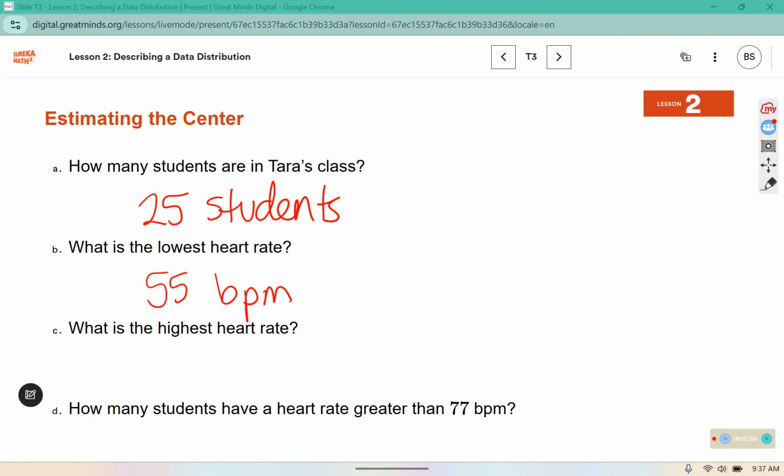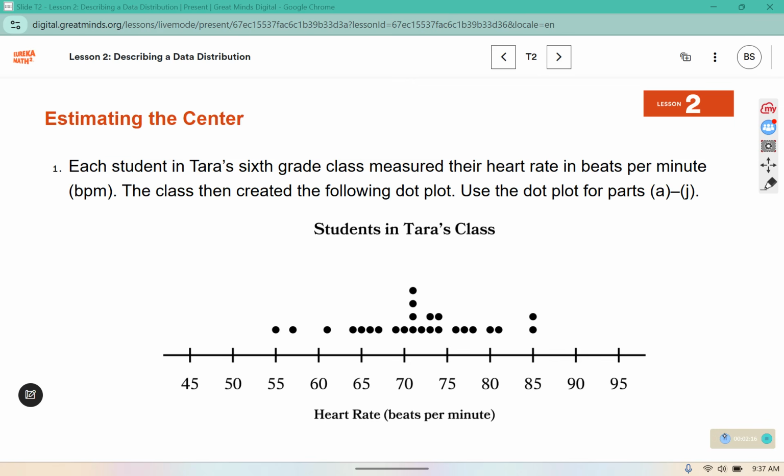Part C asks for the highest heart rate. So we're going to look at the one that falls the highest on our number line. The dot that is the highest on the number line is at 85. So the highest heart rate is 85 beats per minute.